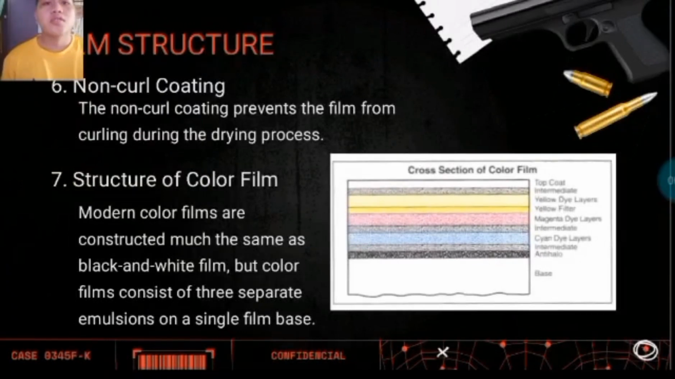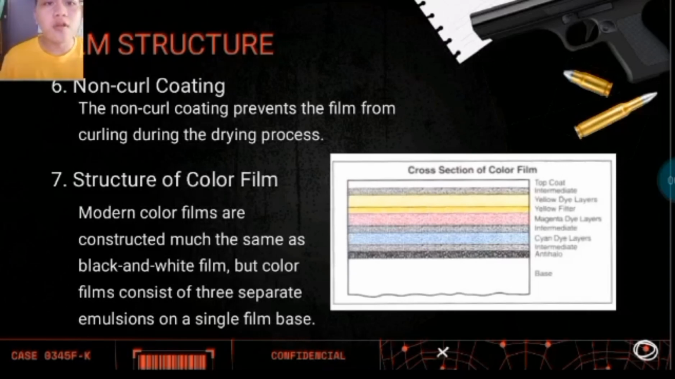Film structure. The non-curl coating prevents the film from curling during the drying process. It is a hardened gelatin layer applied to the back of the film, which is why it's called the non-curl coating. Since the emulsion swells when it's wet and shrinks when it becomes dry, there is a resulting strain on the flexible film base, which can result in curling. The non-curl coating prevents this curling.